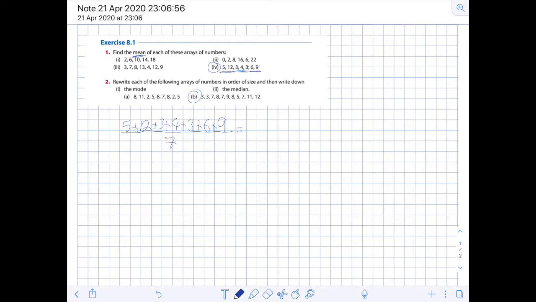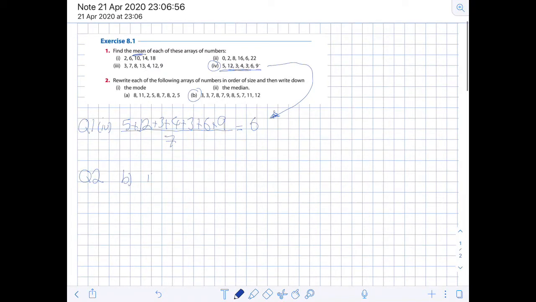So that's a calculator job. Into the calculator, and we get 5 plus 12 plus 3 plus 4 plus 3 plus 6 plus 9 equals, all over 7, which is equal to 6. So the mean of this data set here is 6. Okay, question 1, and that was part IV. Let's now take a look at question 2, part B.